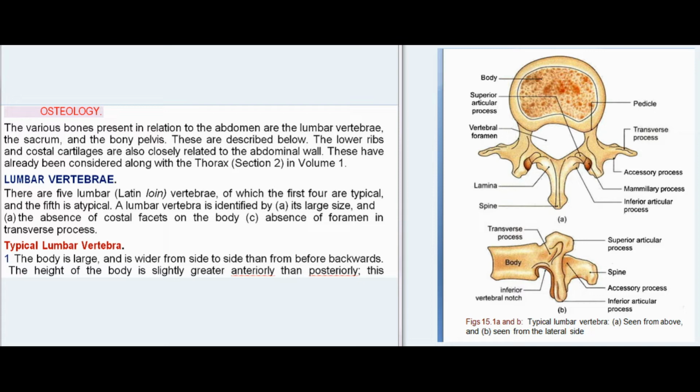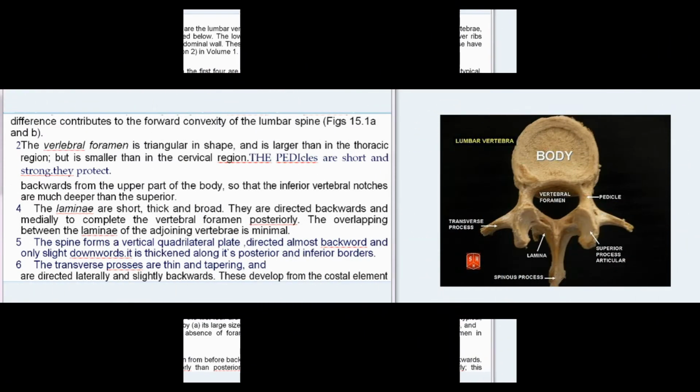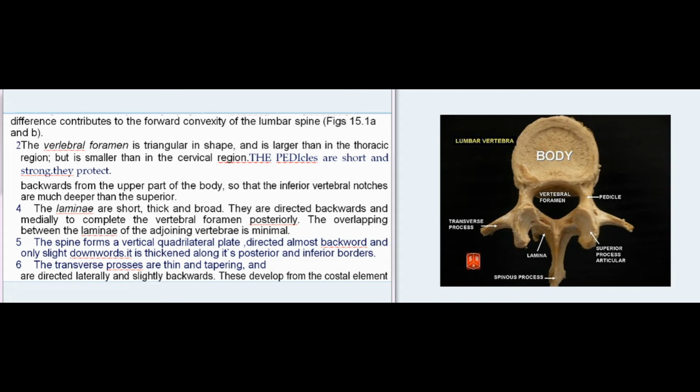Typical lumbar vertebra. 1. The body is large, and is wider from side to side than from before backwards. The height of the body is slightly greater anteriorly than posteriorly. This difference contributes to the forward convexity of the lumbar spine, Figs 15.1a and b. 2. The vertebral foramen is triangular in shape, and is larger than in the thoracic region, but is smaller than in the cervical region. 3. The pedicles are short and strong.